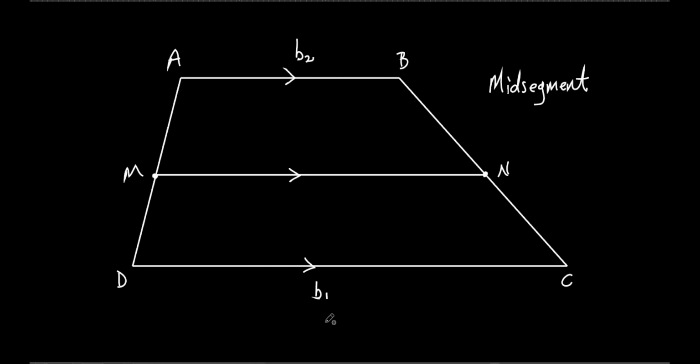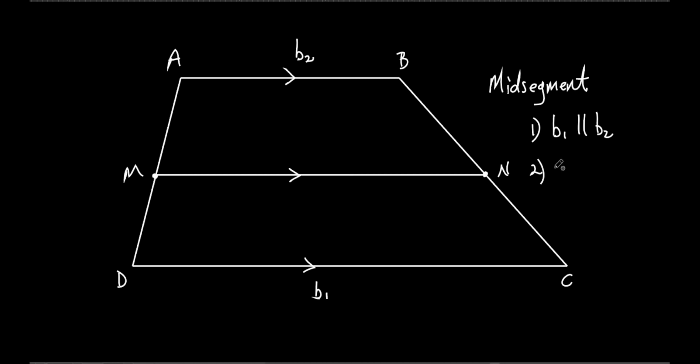Everybody with me? So the mid-segment, there's two things that's true about it. One, B1 would be parallel to B2. So the bases are parallel to each other. You know that. That wasn't hard to figure out. This second one might be a little tricky to figure out. But it's very similar to the triangle. All right? So it's basically the average of the two bases.